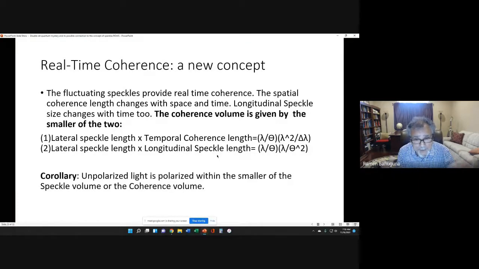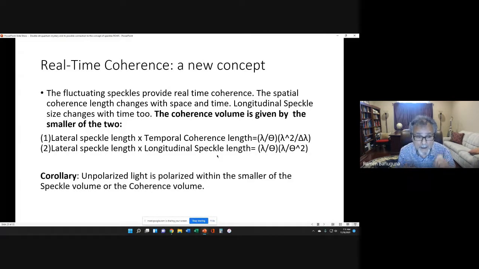And that's what we do when we have a point source of light and a Michelson interferometer: we worry only about the temporal coherence length. But if you have a diffuse source, you have to worry about the speckle also, the longitudinal speckle length also. If it's smaller than the temporal coherence length, then the temporal coherence length goes out the window. Then you have to worry about the longitudinal speckle length.